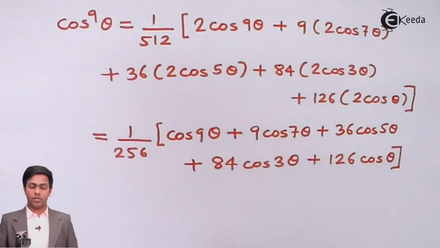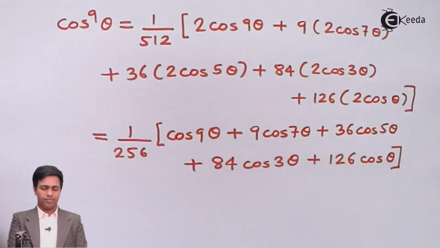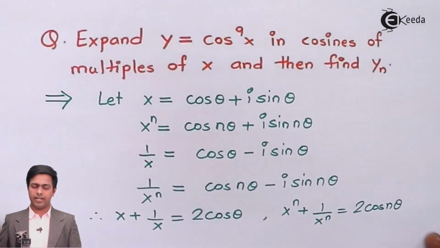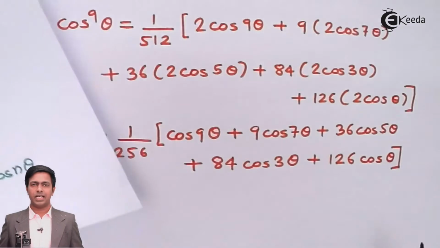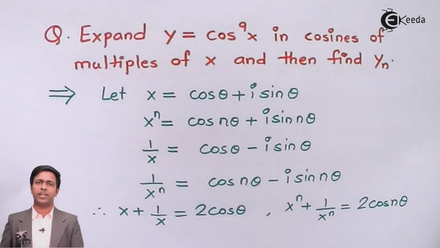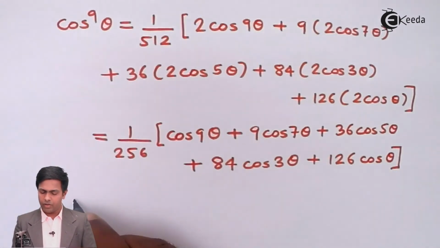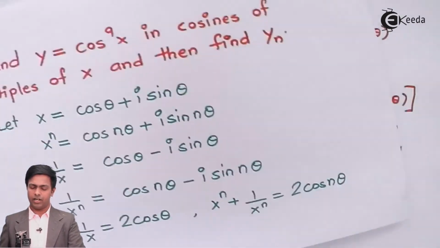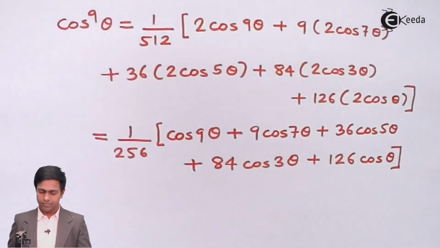So guys, if you observe the answer now, all terms are cos terms. Our question was to expand this in cosines of multiples of x, and we got all the cosine terms. And now guys, we have to find out the nth derivative. So let's find out the nth derivative of each and every term. So guys, if you want, you can again reconvert these terms from theta to x, because your question is in terms of x.